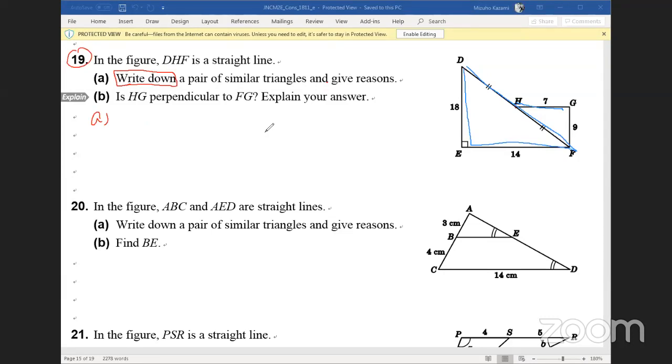Therefore, for this one, what do you think? Which is the reason? And then which two triangles? Write down a pair of similar triangles. Don't think that it is easy to write down the pair of triangles, because some people cannot match the angles correctly. That's why you can try. Right, Joshua. Triangle DEF, and then write the correct symbol.